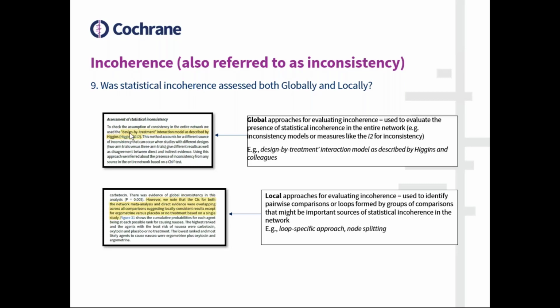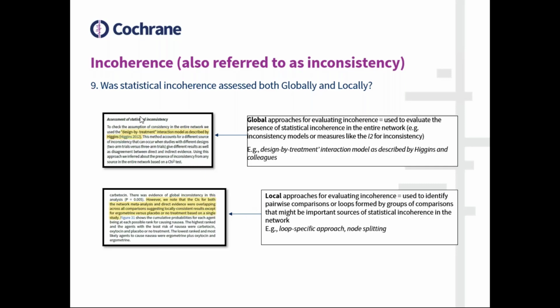So as you can see here, the highlighted text says that the design-by-treatment interaction model, as described by Higgins et al., is used. So this is known as a global approach. That assesses the incoherence, so the difference between the direct and indirect estimates in the whole network. And they also state that we note that the confidence intervals for both the network meta-analysis and direct evidence were overlapping across all comparisons, suggesting locally consistent results except for ergometrine versus placebo or no treatment, based on a single study. So they've also looked at local approaches as well.